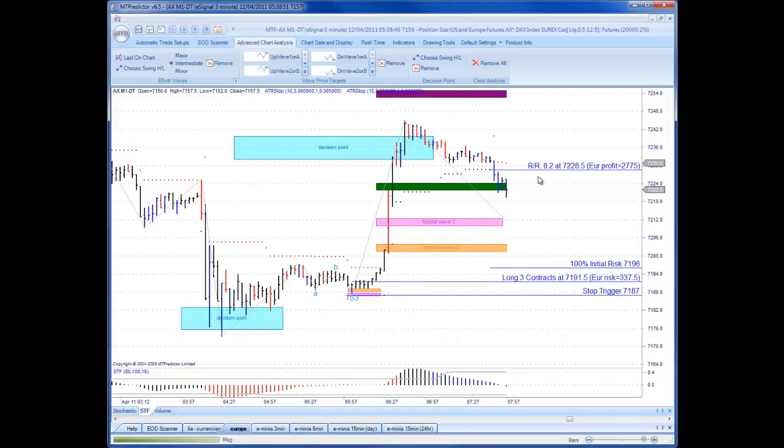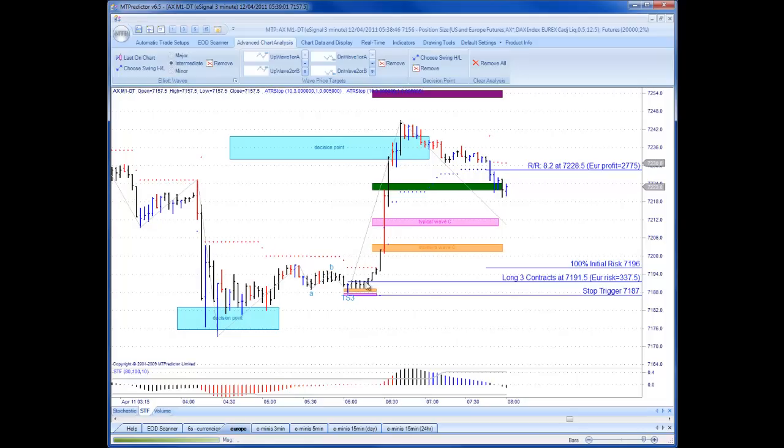So this was an absolutely amazing trade that unfolded just yesterday on the 3-minute DAX. That's Monday, the 11th of April, and this was a holy grail trade, and as you can see, worked out absolutely brilliantly.